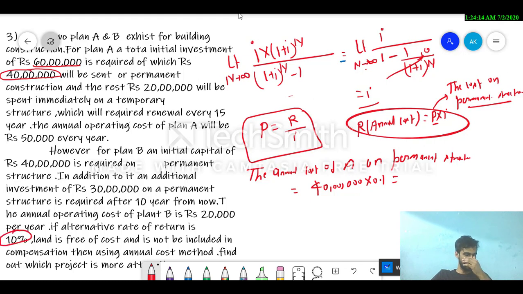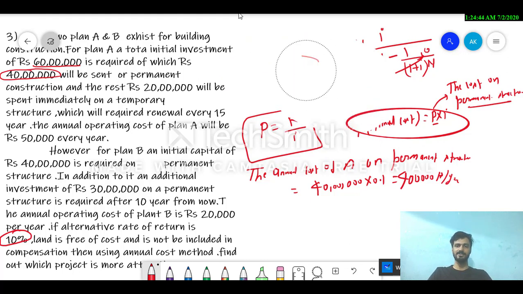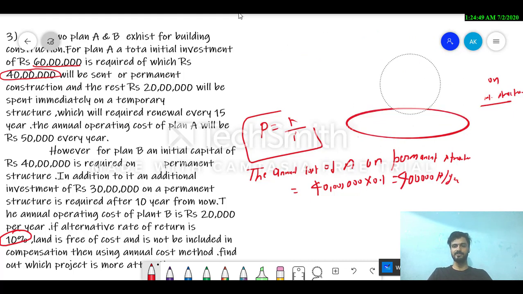If you study the question, from here you will get an amount of 4 lakhs rupees per year. That is the annual cost of the permanent structure. Now another thing, the rest 20 lakhs will be spent immediately on the temporary structure. For the temporary structure, the same orthodox process that I discussed in my previous lecture on annualized cost will be followed. So here I am going to discuss the temporary structure.